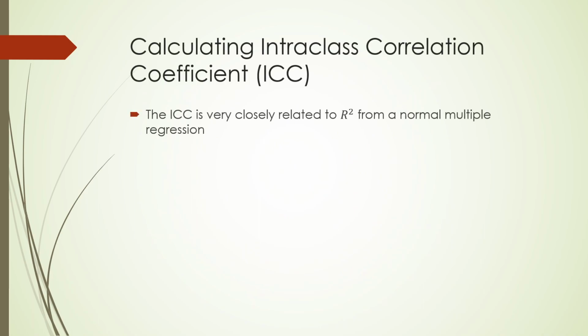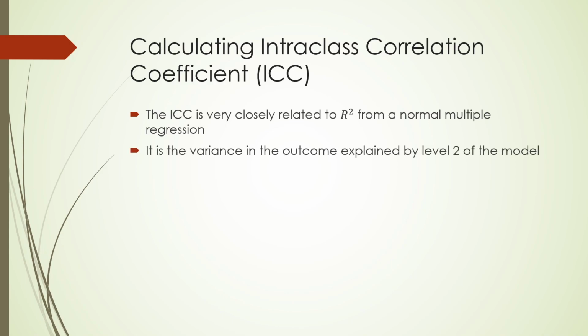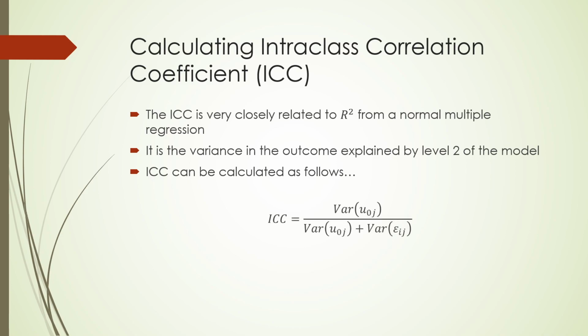Again, this ICC, interclass correlation coefficient, is very strongly related to R squared in the sense that it's, in a way, the percent in the variance of the outcome explained by level 2 of the model. We can calculate it simply by taking the variability of U sub 0j and dividing by the variability of U sub 0j plus the variability of epsilon sub ij. And these variance components are things that are output by our statistical programs. So these are going to be pretty easy to find, and we just plug them into this equation.